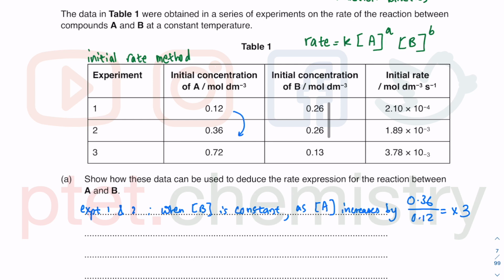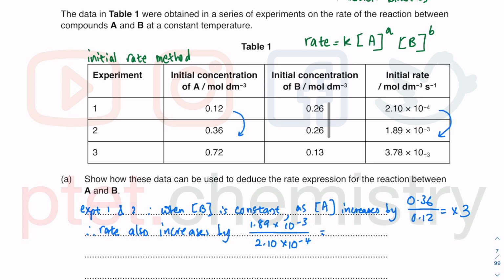What happened to the rate of reaction? This is times 10 to the minus 4. This is times 10 to the minus 3. So the rate also increases. The question is, by how much? Just now we divided the second by the first. Here we also need to divide the second by the first. So 1.89 times 10 to the minus 3, dividing that by 2.10 times 10 to the minus 4. So just press that onto your calculator.